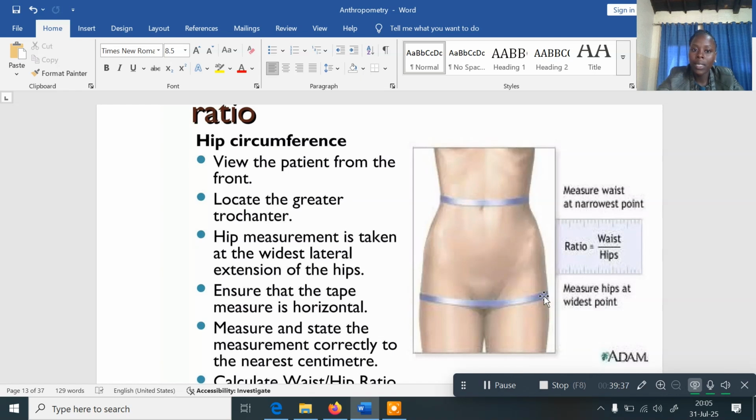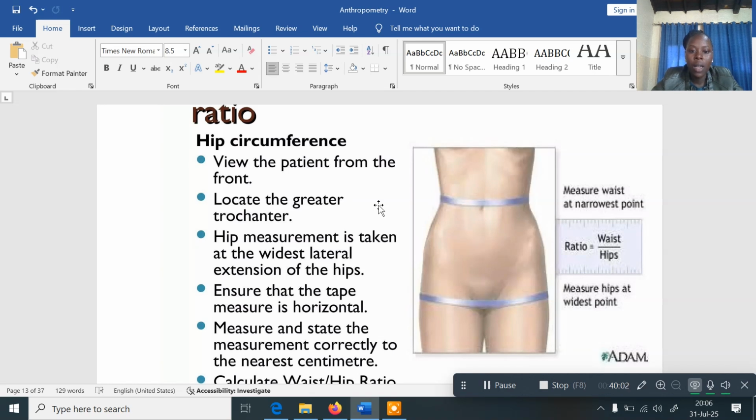As you're taking someone's hip circumference, it has to be taken at the greater trochanter. So the hip measurement is taken at the widest lateral extension of the hips. You locate the widest extension of the hips. It is where you place your tape measure, okay?